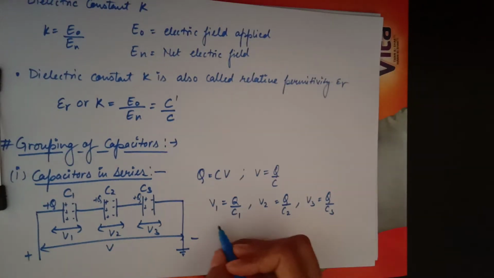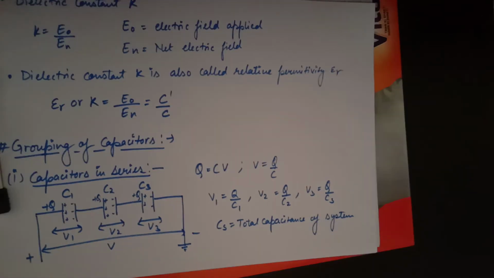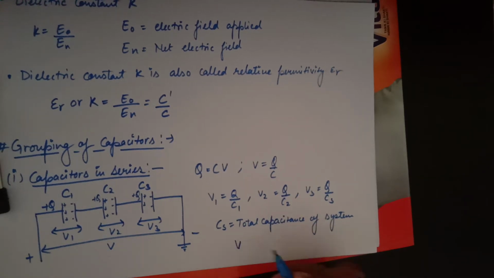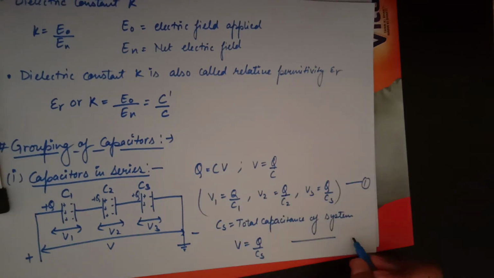Let Cs be the total capacitance of the system. Then we can write the potential difference across the system, V = Q divided by Cs. I give this equation number 1 and the previous one equation number 2.